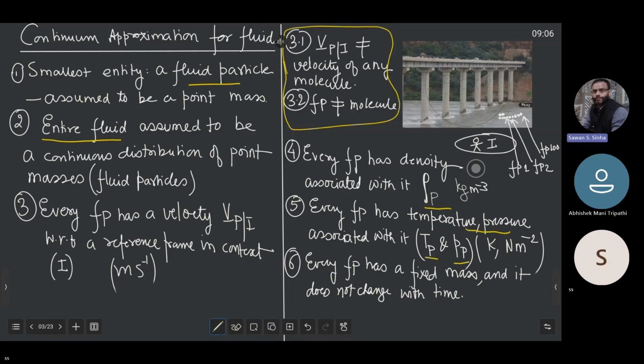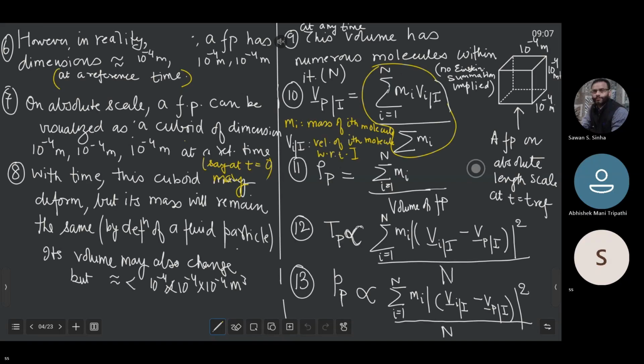So big P means particle, that particular particle P. Units will be Kelvin, Newton per meter square. Every fluid particle has a fixed mass by definition, which does not change with time. So in the continuum paradigm, it is assumed that a fluid particle has no dimension, it has point mass.